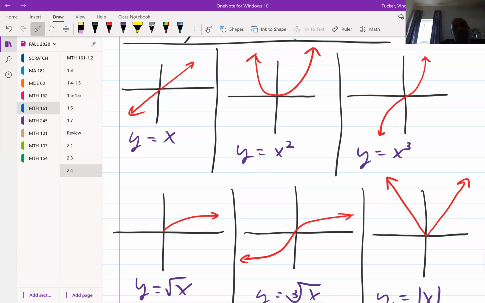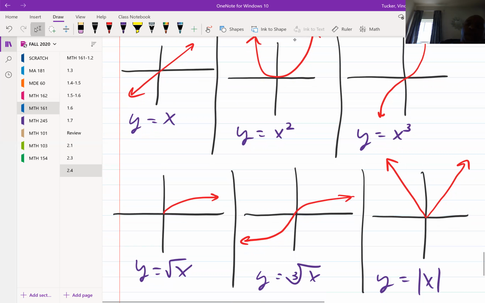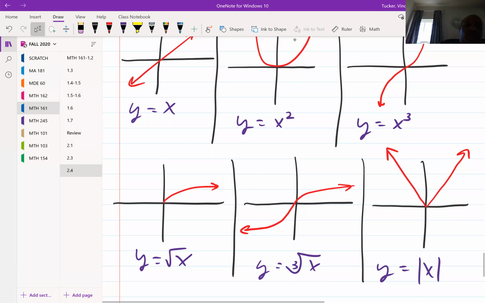We have y equal to x, just our linear equation. Then we have our parabola, the quadratic equation, x squared. We have our cubic equation, y equal to x cubed. The square root of x gives us this next graph. Then we have the cube root of x. Then we have the absolute value of x.